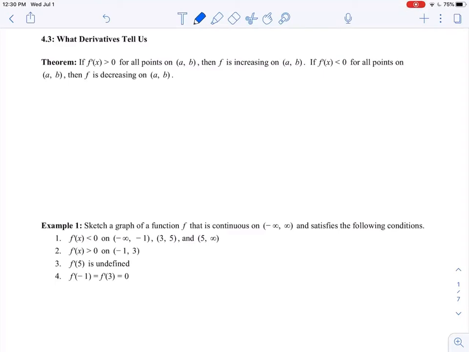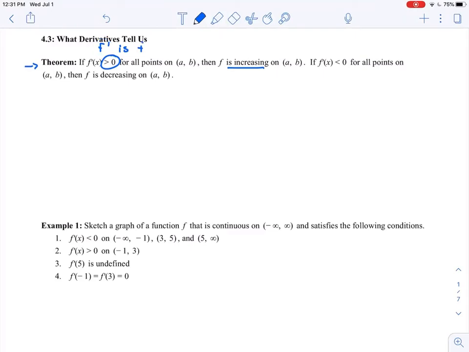So first we're going to start with this theorem right here. It says if f prime of x is greater than 0. So essentially we're saying if the derivative is positive, those are the numbers that are greater than 0, for all points on some interval a, b, then f is increasing on a to b. So let's pick this apart here for a second. F prime, remember that's the derivative. The derivative tells us the slope of the tangent line.